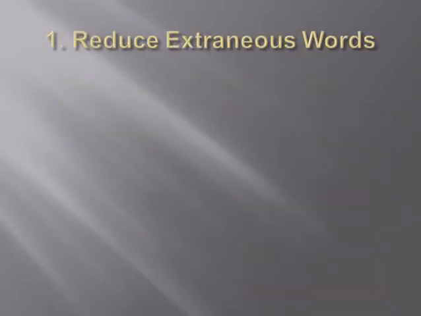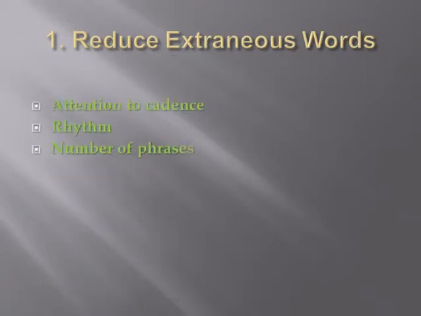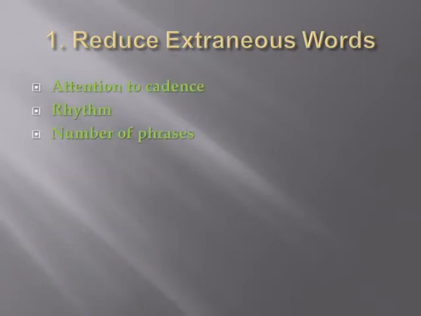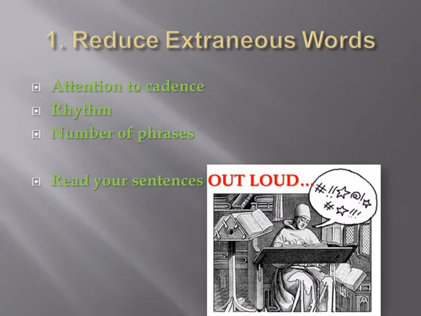Okay, let's start off with number 1, reduce extraneous words. When constructing a scene, it's wise to pay attention to cadence, rhythm, number of phrases or clauses, and general length of sentences. Sentences in early works tend to be full of extra words, like ing verbs, add-ons like he started to think instead of simply he thought. These slow down the narrative. So try reading your sentences out loud. This practice often helps you to find the clutter.